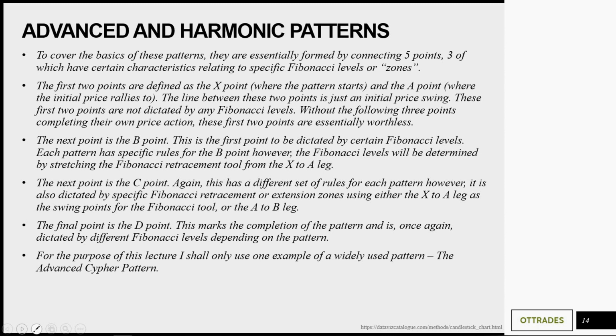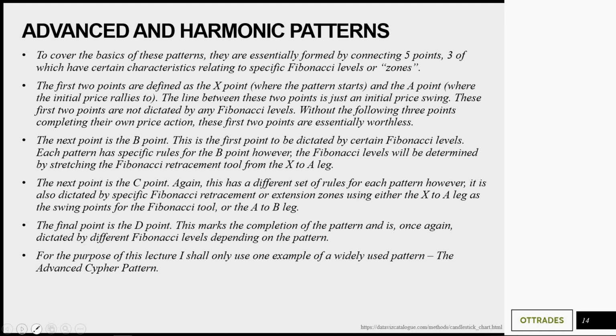The next point is C. Again, this has a different set of rules for each pattern. However, it's also dictated by specific fib retracement or extension zones. So the extension might be from X to A, so it's going to be below the A leg, which is in the example I'm going to give in a minute, where we'll be using the extension tool for this C leg. Or it might be the retracement tool from the A to B leg, so it's going to retrace back between those 2 points. The final point is a D point, which marks the completion of the pattern, once again dictated by different fib levels depending on the pattern.